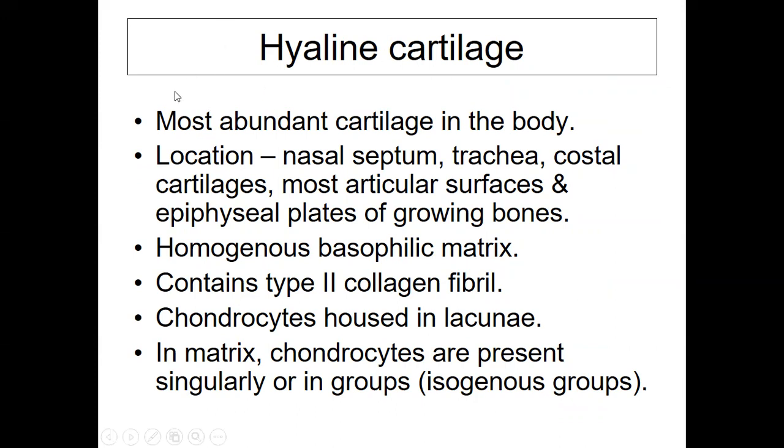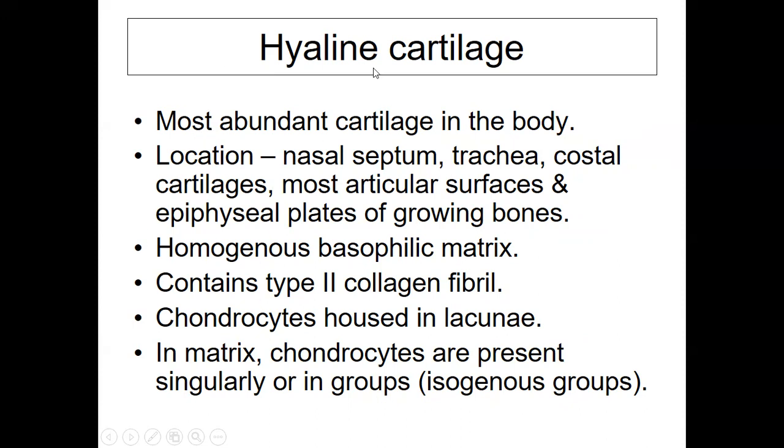The hyaline cartilage is the most abundant cartilage in the body, please remember. Where can you find this hyaline cartilage? It is located in the nasal septum, the trachea, costal cartilage, most of the articular surfaces, and the epiphyseal plate of the growing bone. So these are the areas where you can find the hyaline cartilage.